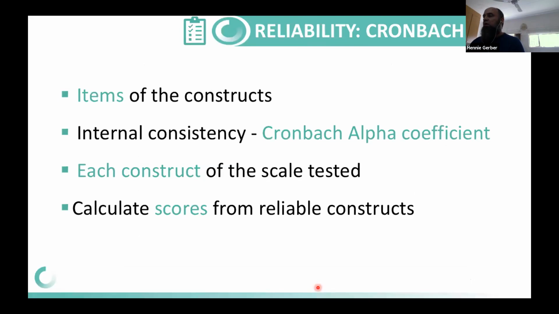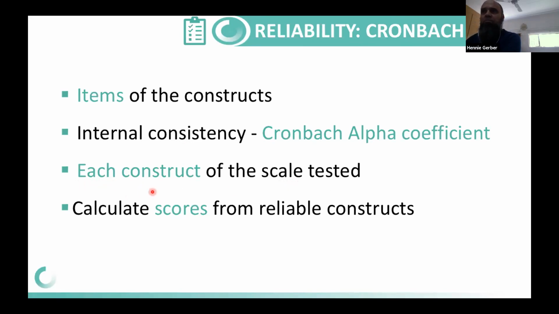Then the next thing is the reliability. We use the Cronbach alpha to test the reliability. So the items or the Likert scale statements of the constructs must be reliable in testing the constructs. We use the Cronbach alpha coefficient, which is internal consistency. So you can report on the reliability of the constructs in your questionnaire, or the reliability of your questionnaire. You report that in your research methodology. Then each of the constructs in your scale must be tested for reliability.